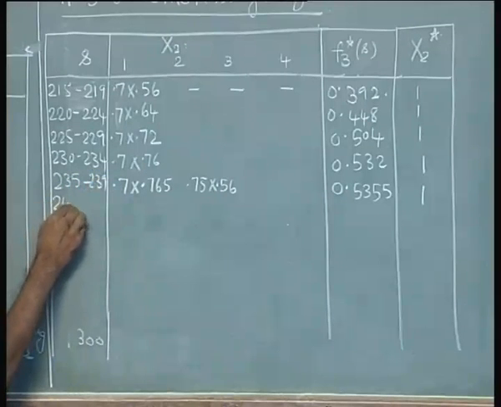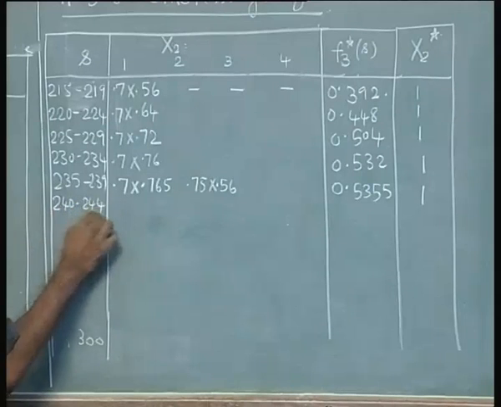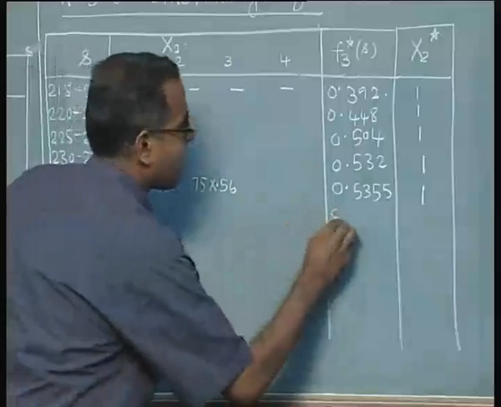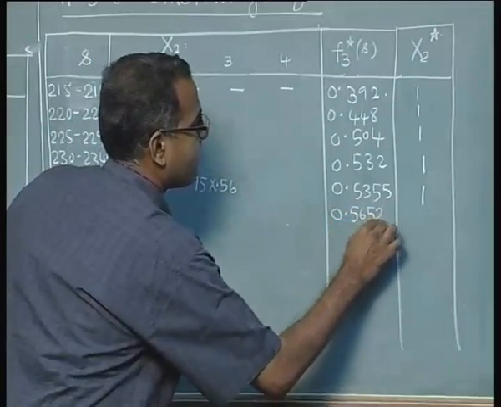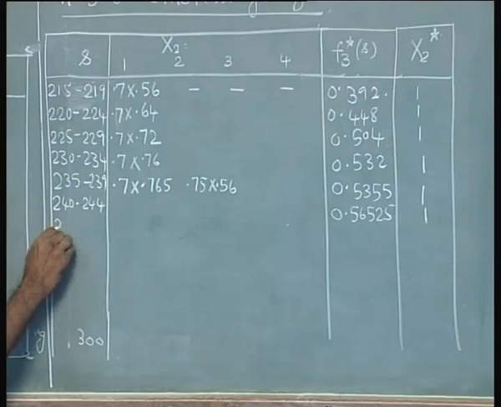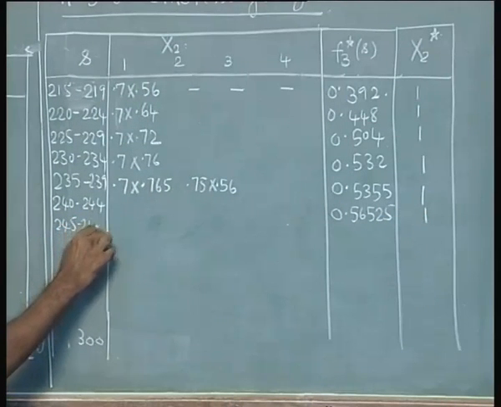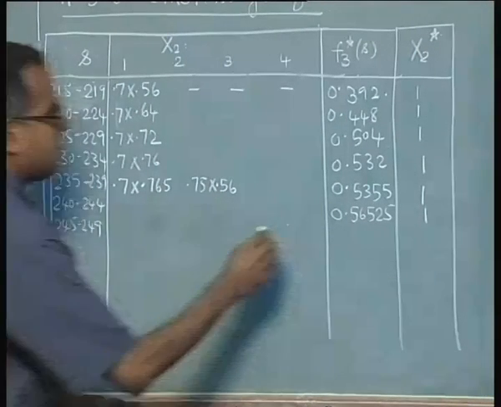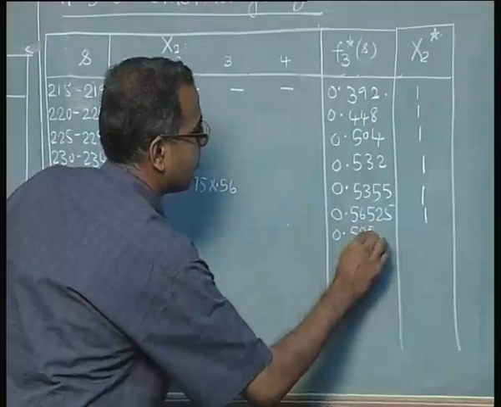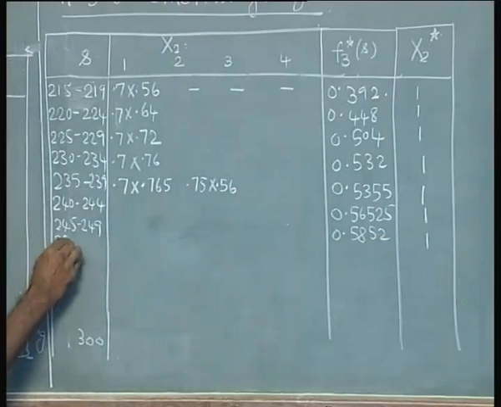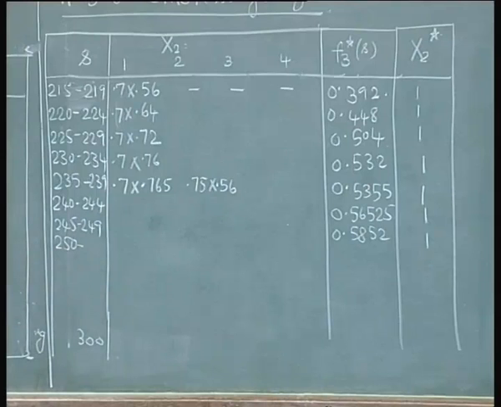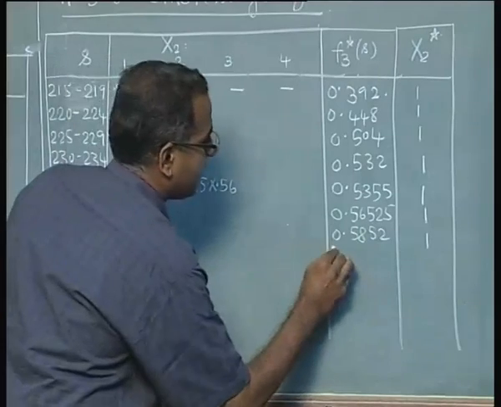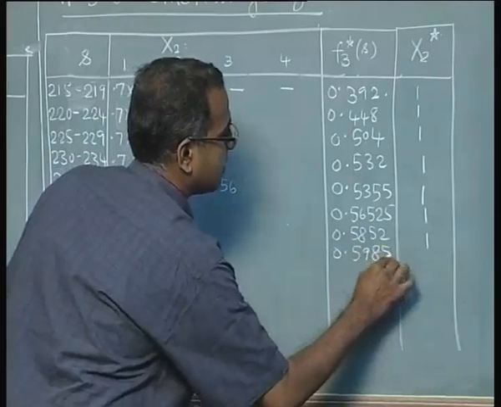and we would have another range coming from 240 to 244, and for this range we would have 0.56525 and 1. For the range 245 to 249 we would have 0.5852, and 1. 250 to 254, 0.5985 and 1.